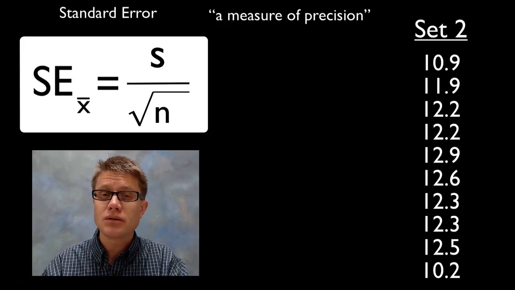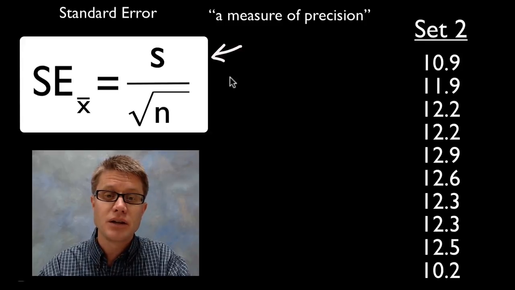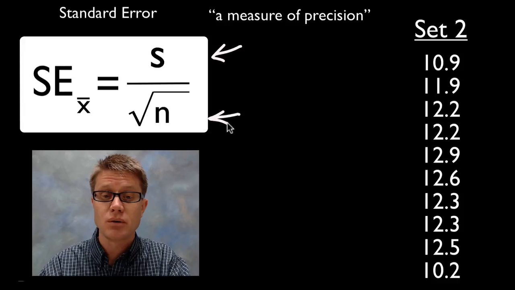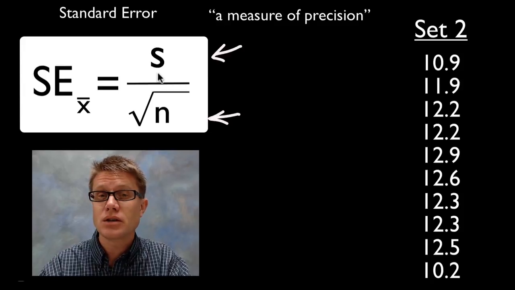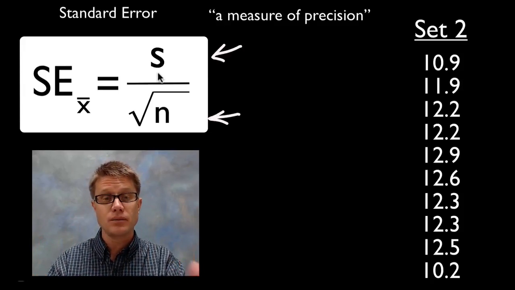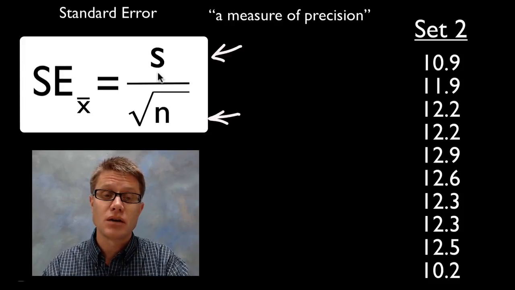To figure out standard error, the equation is really ingenious. Basically, we take the standard deviation and divide it by the square root of the sample size. Why is that important? Well, what does standard deviation measure? Standard deviation measures the spread, or how far the data is spread out. And so if you have a lot of spread, then you're going to have a large standard error.